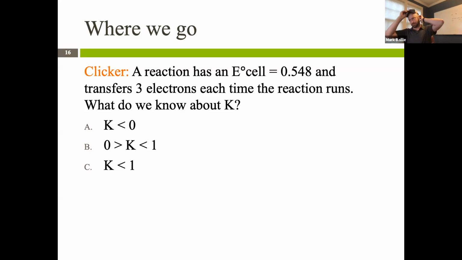All right. So we have 0.548 volts is our electrochemical potential of the cell. 3 electrons are transferred each time the reaction runs. What do we know about our equilibrium constant K? And this is not one where we start plugging it into a calculator. This is one where we know trends and we answer based off of trends.